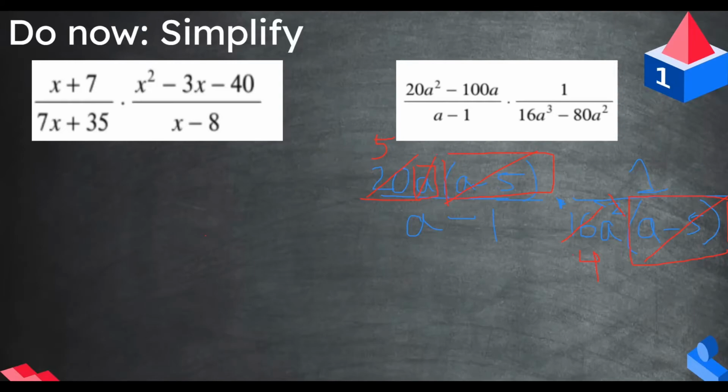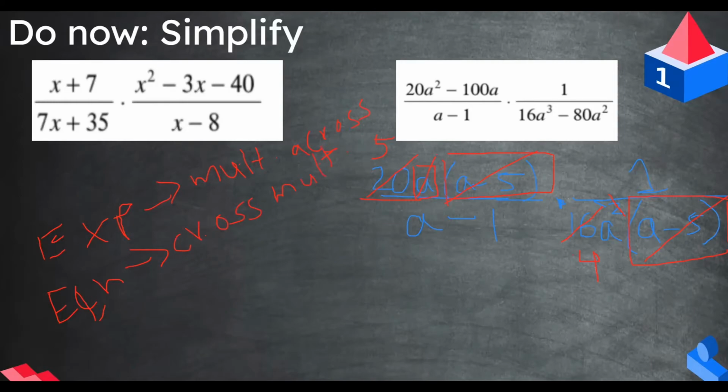So now what we have to do is multiply across. Remember, you can multiply across, but do not cross multiply. You can only cross multiply equations, but not expressions. So expressions can only be multiplied across, and for equations, you can cross multiply. Okay, please do not get these two mixed up, because if you do, it's going to be a problem. You're not going to end up with the right answer.